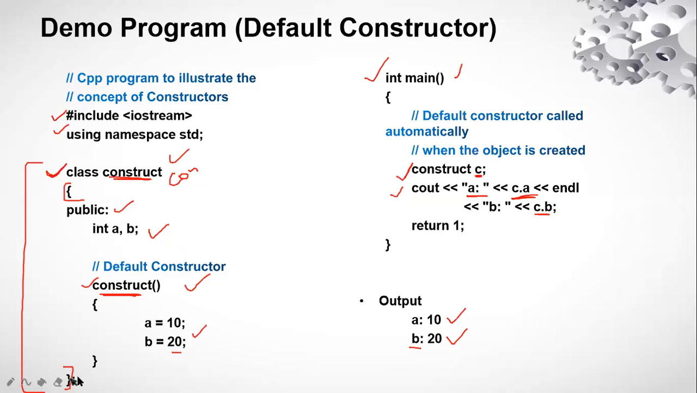After completing the class, curly braces, semicolon is to be provided in the syntax. So that defines the class. So this is how we are going to define the default constructor. Now let's see how to define the parameterized constructor.